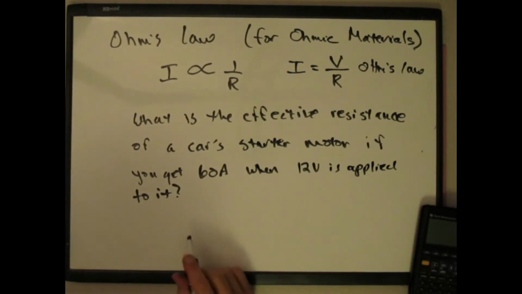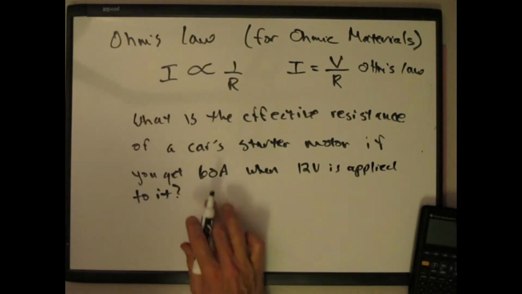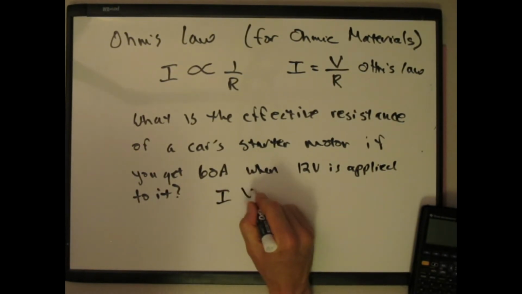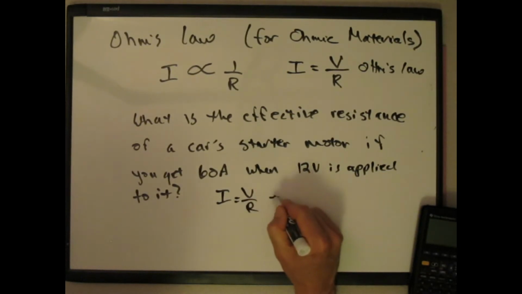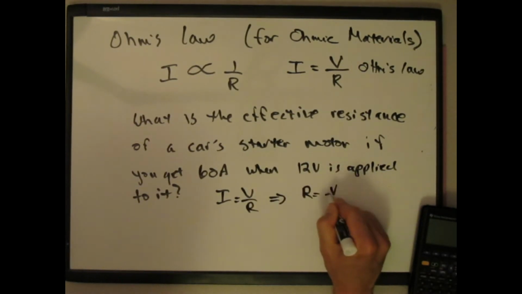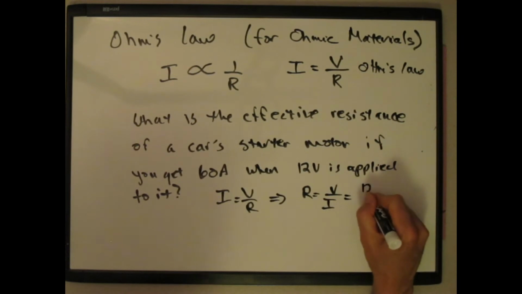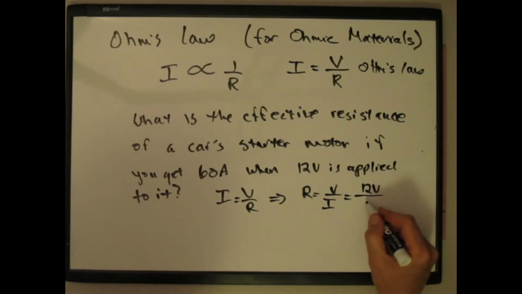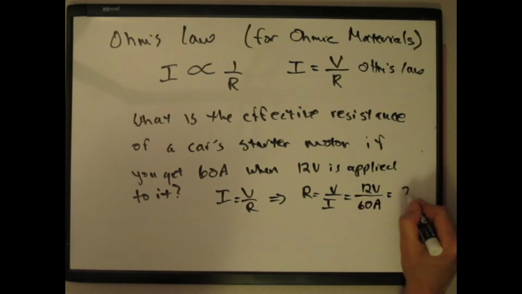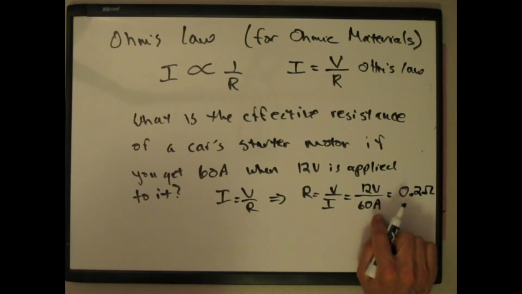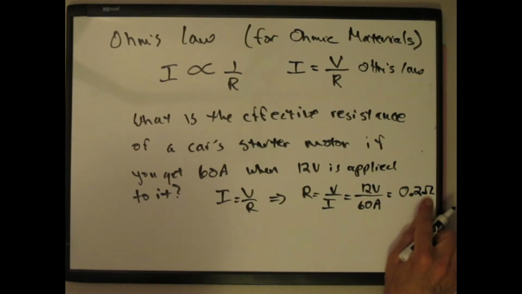So we can ask the question, what's the effective resistance of a car's starter motor if you get 60 amps through it when 12 volts is applied to it? And so if we start with Ohm's law, the resistance is the voltage divided by the current, in this case 12 volts divided by 60 amps, or 0.2, what we call ohms.